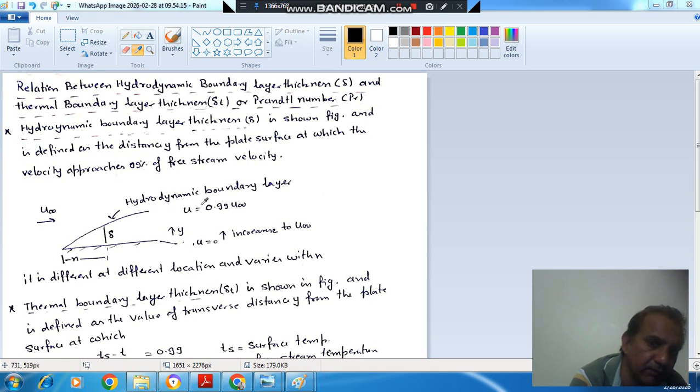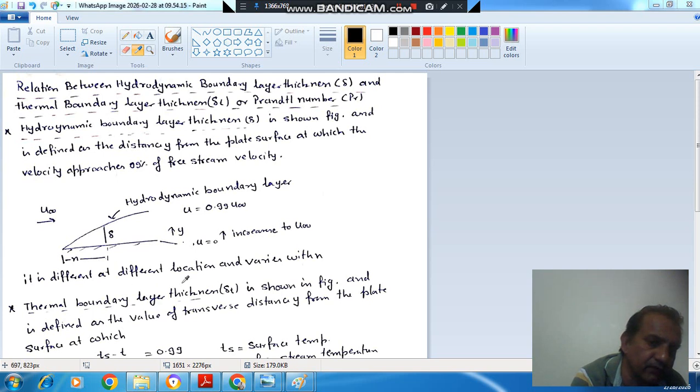is called the hydrodynamic boundary layer, at which the velocity is 0.99 u infinity, and the thickness of this layer at a particular location in the y direction is called hydrodynamic boundary layer thickness. Reading out this definition, hydrodynamic boundary layer thickness delta is shown in the figure and is defined as the distance y from the plate surface at which the velocity approaches 99% of the free stream velocity.